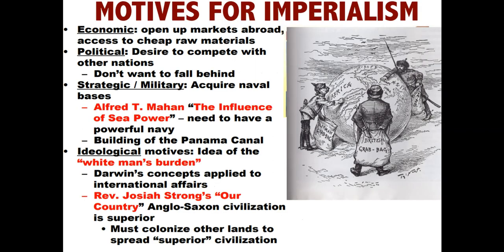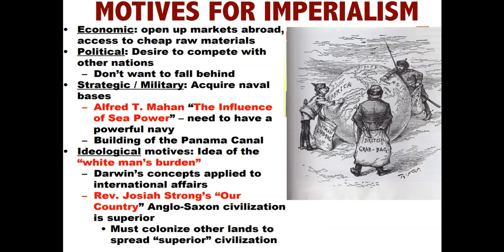Motives for imperialism. There are various motives. The first one is economic motives. The second is political motives. The third one is strategic as well as military motives. And lastly, ideological motives. In terms of economic motives, the U.S. wanted to open up markets abroad. It wanted access to cheap raw materials. Political motives, the U.S. had a desire to compete with other nations. It did not want to fall behind from European nations who had been basically imperializing many areas around the world, including Africa.